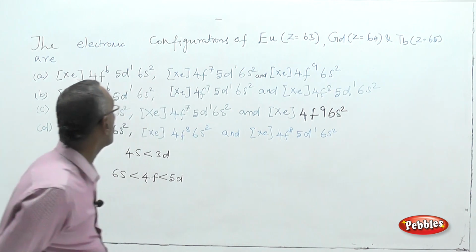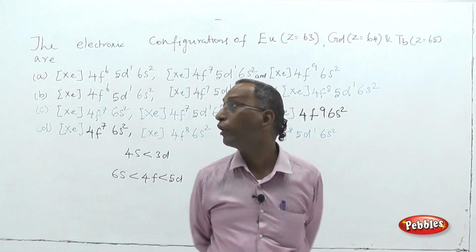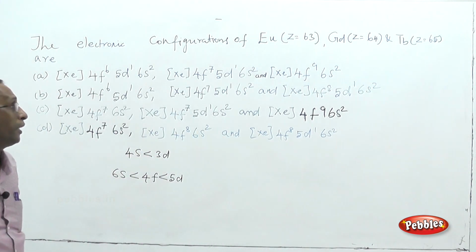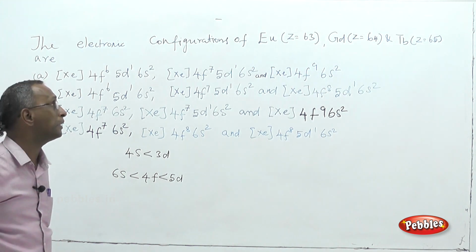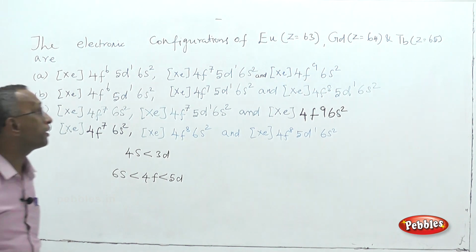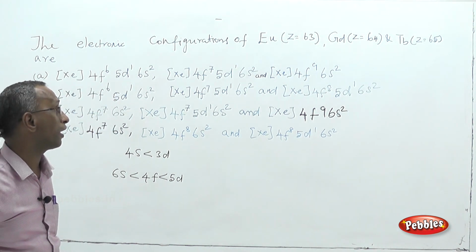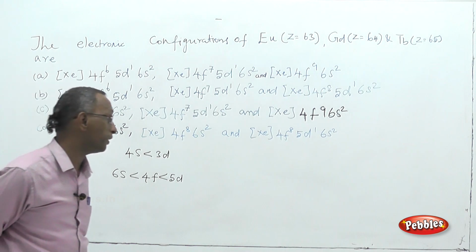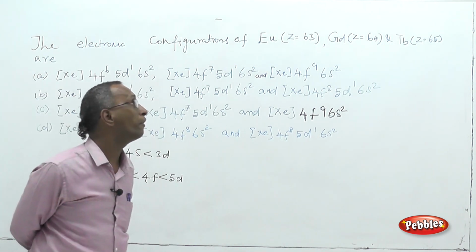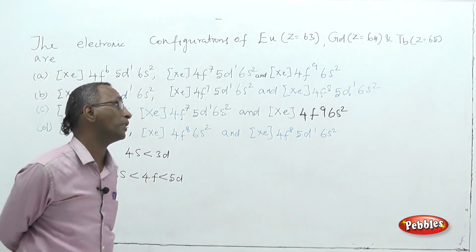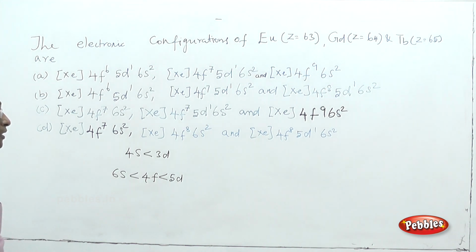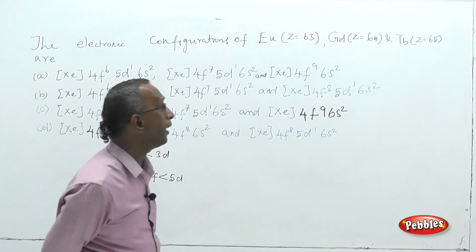Now we will see the last question in atomic structure, that is electronic configuration. This question reads: the electronic configurations of 3 elements are given. Eu means europium; all are synthetic elements, f-block elements. Atomic number is denoted by the capital letter Z. So europium with atomic number 63, Gd gadolinium with atomic number 64 and Tb terbium with atomic number 65. Their symbols are written for these elements.